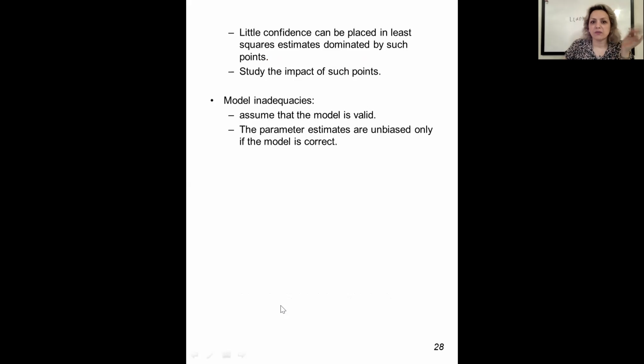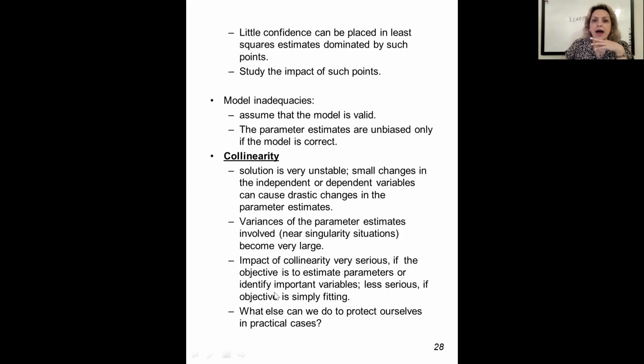And here is another one, modeling adequacy. Assume that the model is valid. The parameter estimators are unbiased only if the model is correct. Then we have collinearity. When we have collinearity, the solution is very unstable. A small change in the independent and dependent variables can cause a drastic change in the parameter estimates. The variance of the parameter estimates, in nearly singular situations, becomes very large. You can think about this question: what else can we do to protect ourselves in practical cases? Just think about it.